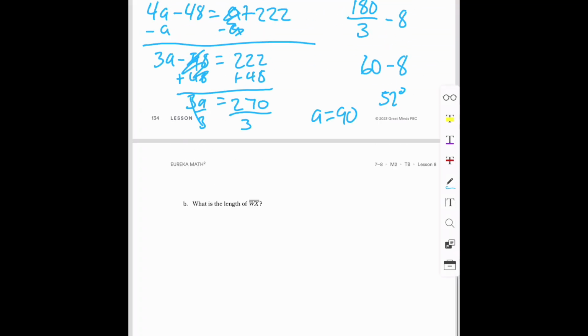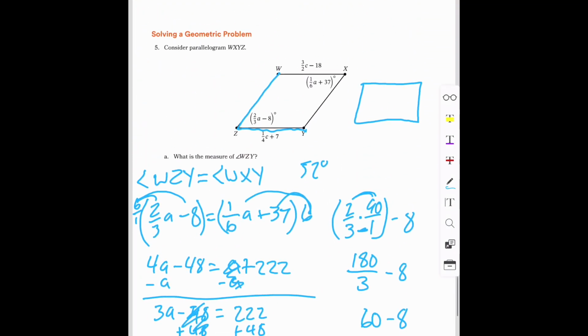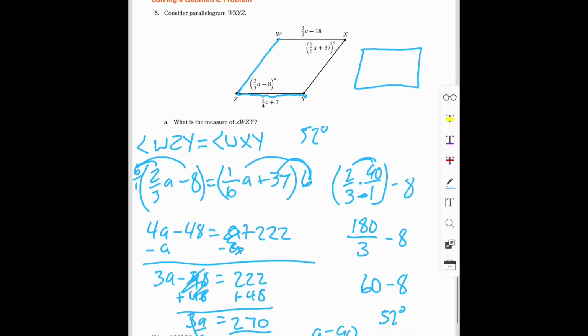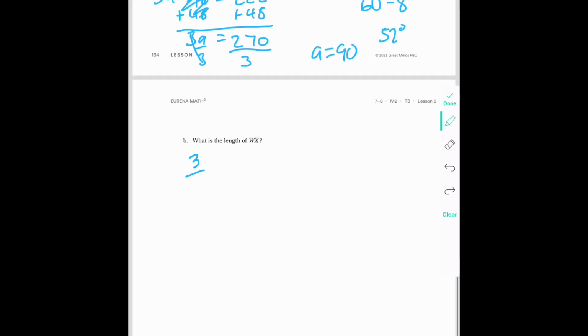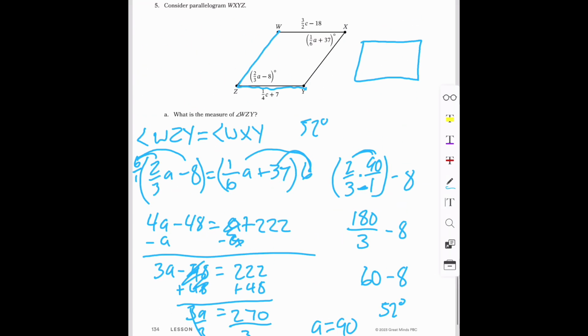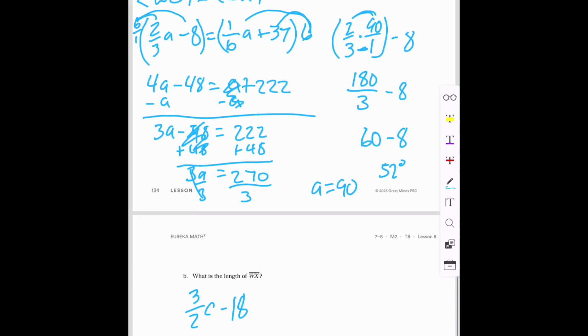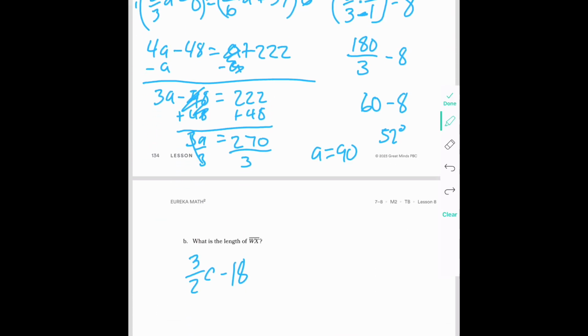That would look like, well, actually, I gotta see. That's 3 over 2C minus, I think 18, right, is equal to 1/4 C plus 7. Of course, we go through our steps as we usually do. We do not skip this until we know what we're looking at.